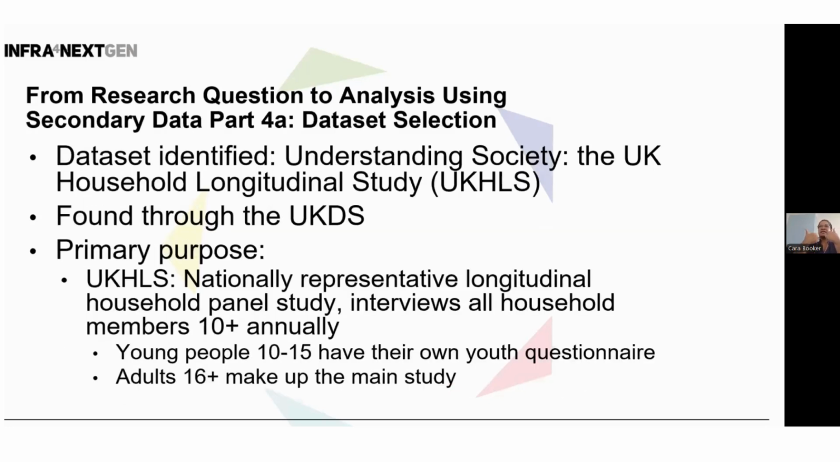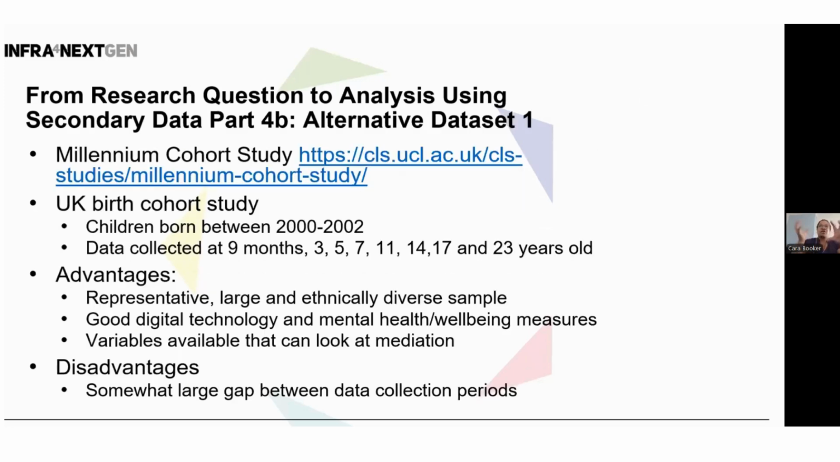So I selected Understanding Society because it's a data set that I work with the most. You can find this through the UK Data Service. It's a nationally represented data set where individuals in the household 10 and older are interviewed annually. There's a youth data set for those 10 to 15, and then adults 16 and over make up the main study.